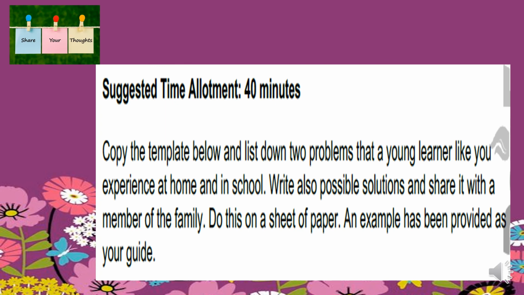Now, this time, you have to share your thoughts and feelings. So what you are going to do is to copy the template below and list down 2 problems that a young learner like you experienced at home and in school. Write also possible solutions and share it with a member of the family. Do this on a sheet of paper. An example has been provided as your guide. So the suggested time allotment for these activities is 40 minutes.